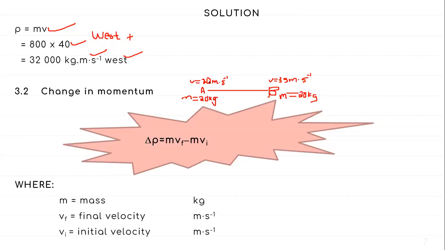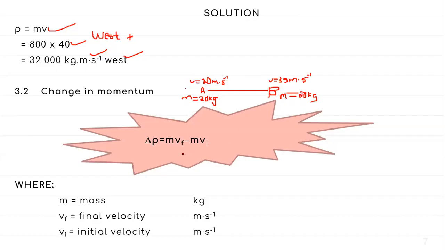What does that tell me? It tells me that the momentum of the object has changed. And why did the momentum of the object change? Because the velocity of the object changed. It actually increased from 20 meters per second to 35 meters per second.